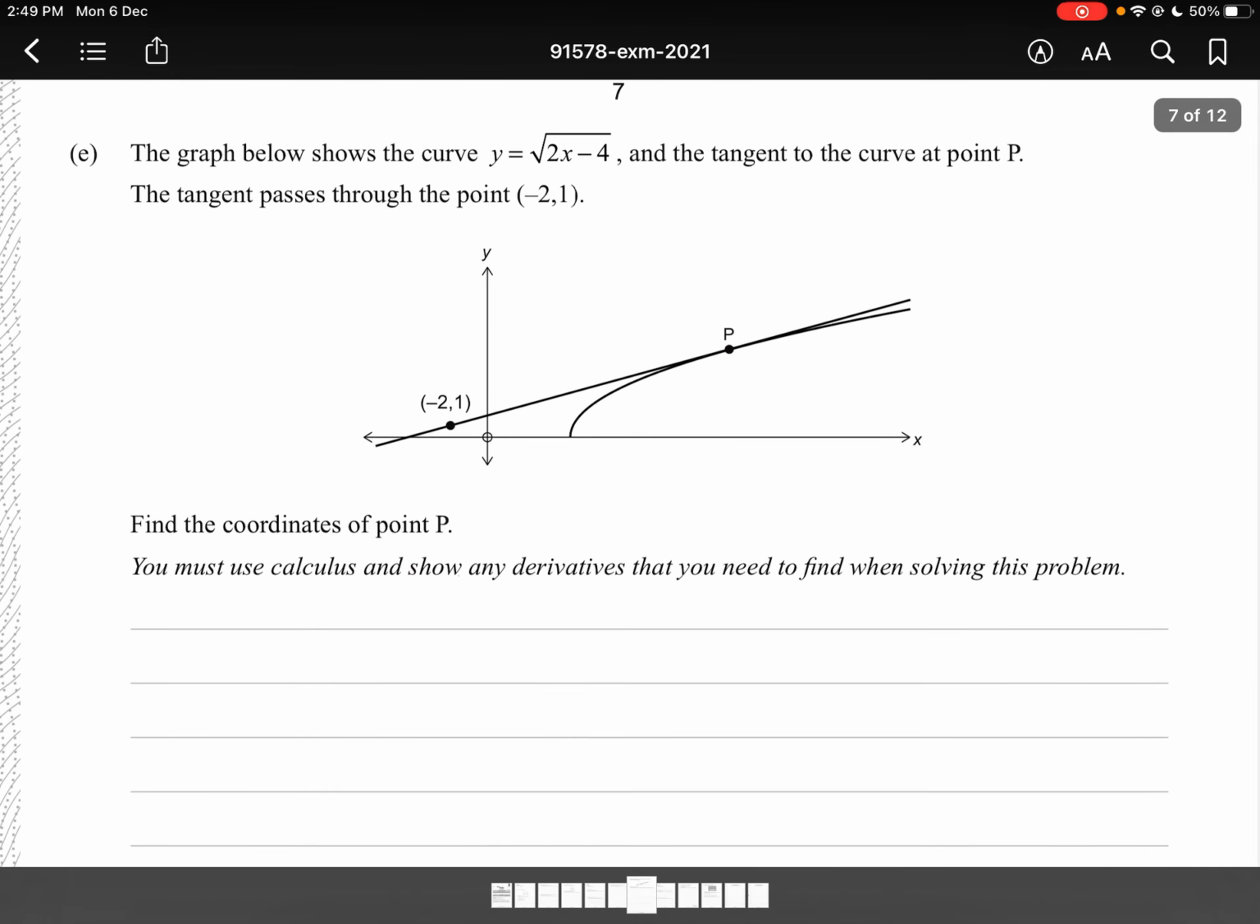Alright, so the graph below shows the curve y equals the square root of 2x minus 4 and the tangent of the curve at point P. The tangent passes through the point -2, 1. Find the coordinates of P. This question is a bit tricky, but if we follow the steps, we have enough information to find out eventually what point P is.